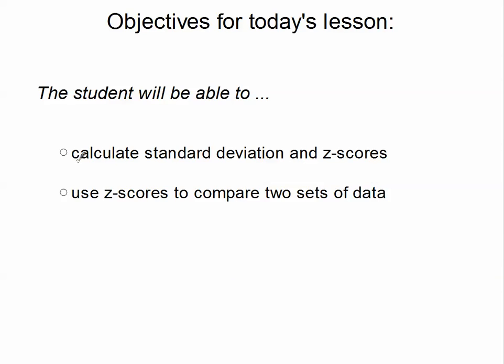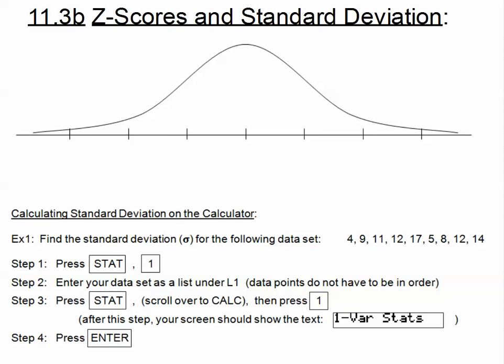In this tutorial, we will be able to calculate standard deviation and z-scores and be able to use z-scores to compare two sets of data. So we are still in section 11.3, and we're talking about z-scores and standard deviation this time. We're still talking about our normal distribution curve, and it will still look like this, and I'd like to just review a little bit and label our stuff.